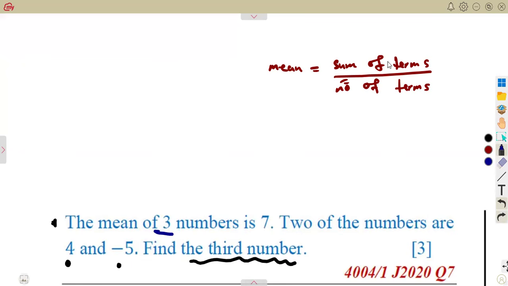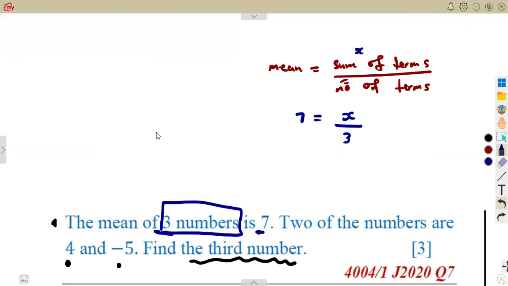So let's say the sum is represented by x. Let's say it's x. I'm going to say mean. I'm going to present now. What is the mean? The mean is 7. So 7 is equal to what? The sum that I do not know over the number of terms. They are saying the mean of three numbers. The number of terms. How many numbers are there? There are 3.